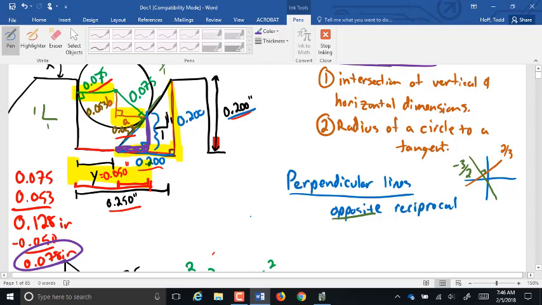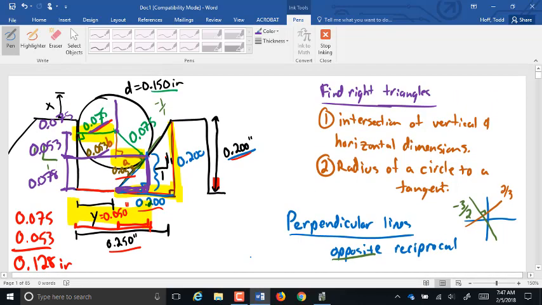That makes this height 0.078 inches. So from here to here, 0.078. From here to here, 0.053. And from here to the very top, 0.075. So what we have there is, I believe that all adds up right, total.